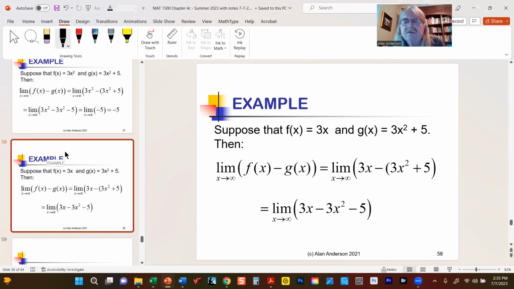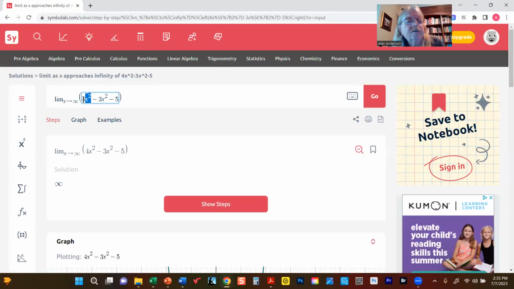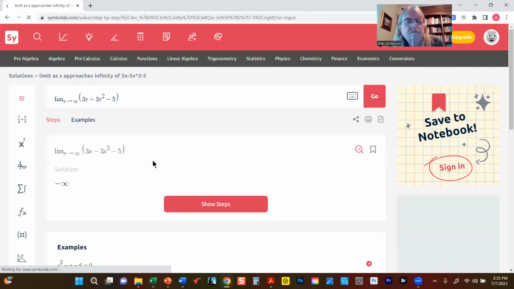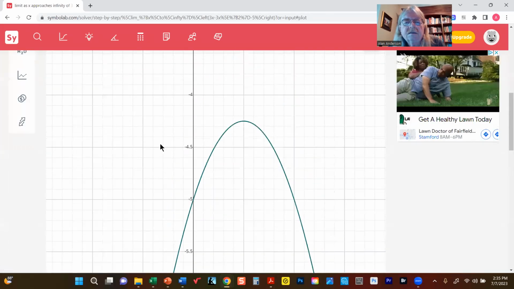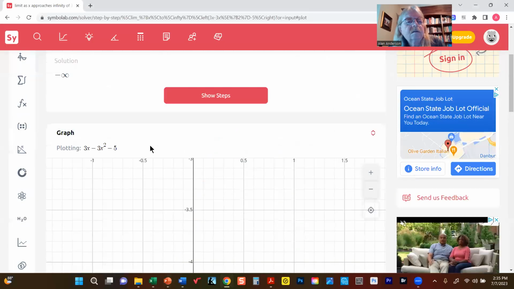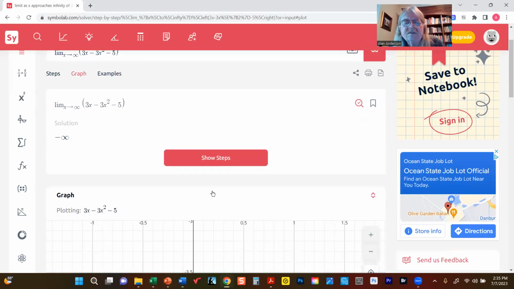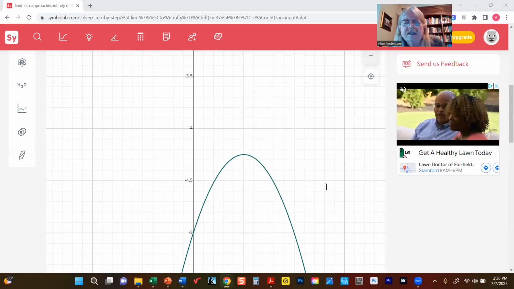So let's look at Symbolab for a second. This is now just 3x. It looks like we're going to have a specific constant again. Negative infinity. Oh, I see what they're saying. Yes. No, that's the maximum point. The limit would be negative infinity because it's going down in both directions, all the way down to negative infinity.